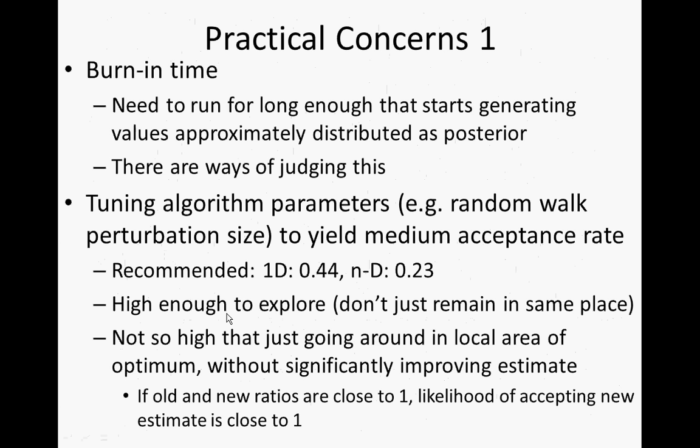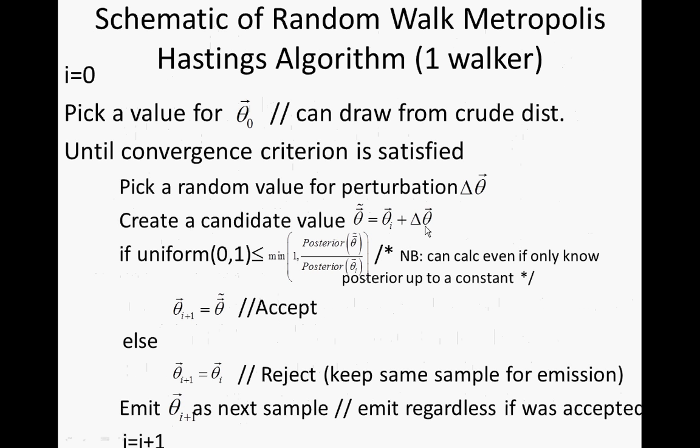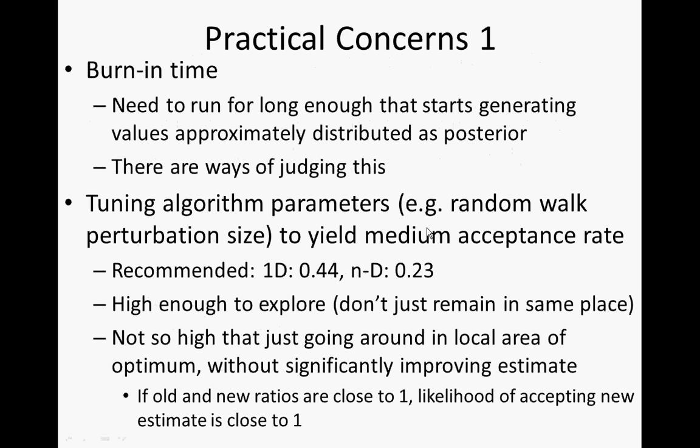We want to tune the algorithm parameters, such as the perturbation size used in the random walk. In other words, just how far this delta theta brings us. How far do we move in delta theta to yield an acceptance rate that's acceptable? We don't want to have only 1% of candidate samples accepted. Now, different authors will make different suggestions for this, and this is one set of recommendations you'll see in the Gelman book. Others will argue, for example, for higher acceptance rates. This is not a correctness issue, this is an efficiency issue.